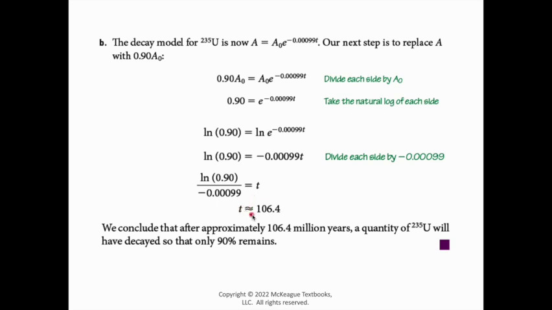So what this represents is 106.4 million years. Remember, in the beginning of the question, it says that time is in millions of years. So in order for uranium to break down so that only 90% of it is left, so that basically it decays 10%, that takes approximately 106.4 million years.